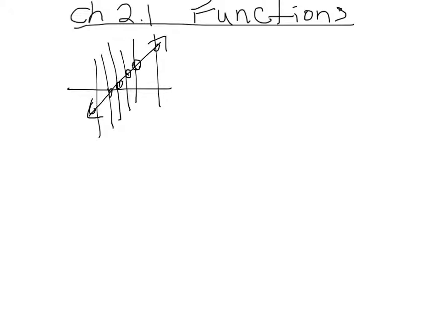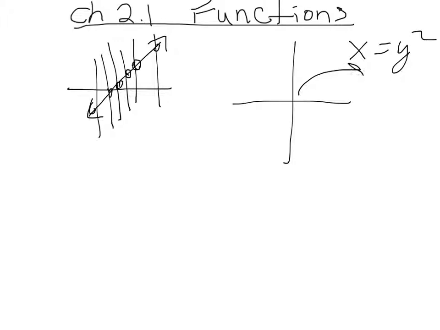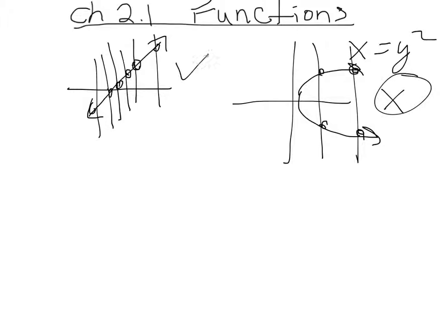For example, if you had the equation x equals y squared, your graph would look something like this. If you did the vertical line test, each vertical line is touching the graph in two spots rather than one. So this is not a function, whereas this is a function.